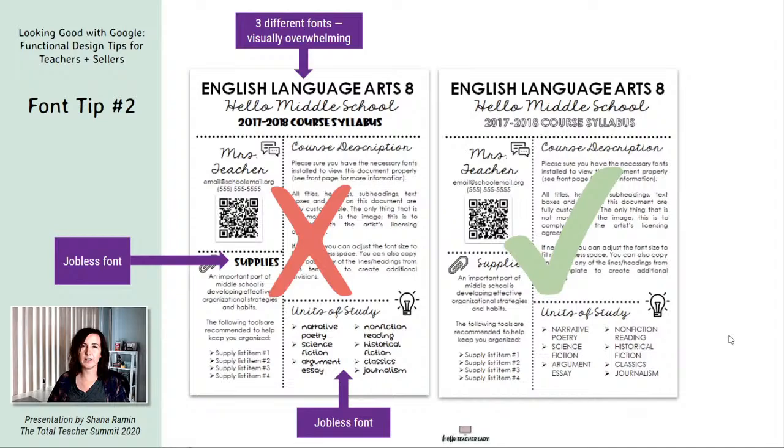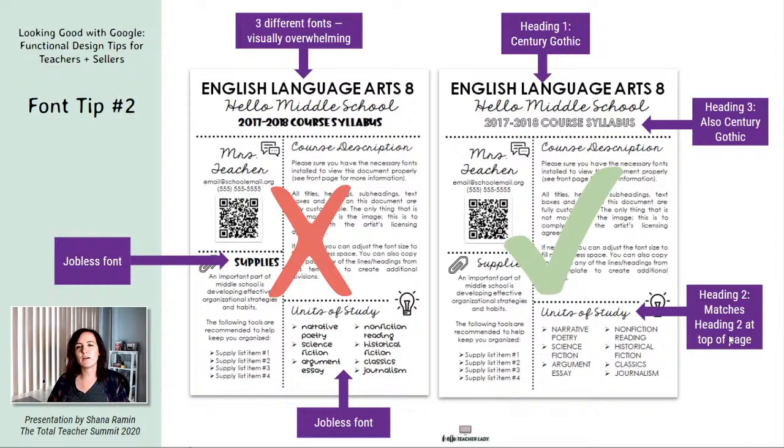I already have a subheading or a header 2 font. It's the script font: course description, hello middle school, units of study. So having supplies be a random font that doesn't match the subheading font, that's jobless. It has no job. That's supposed to be the heading 2 font, and I have it set as some other random font. Same thing for the units of study. If you look at the normal text, it's actually Century Gothic, and the narrative poetry, science fiction, argument essay, that's not Century Gothic. That's something random, and it doesn't really fit. So it just stands out and doesn't look as visually cohesive.